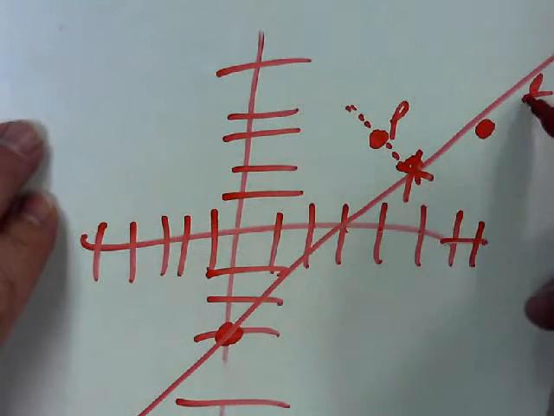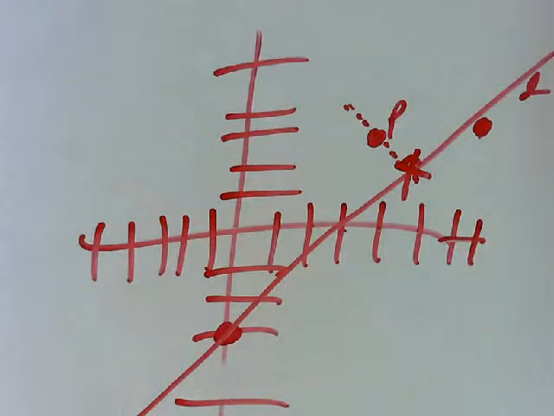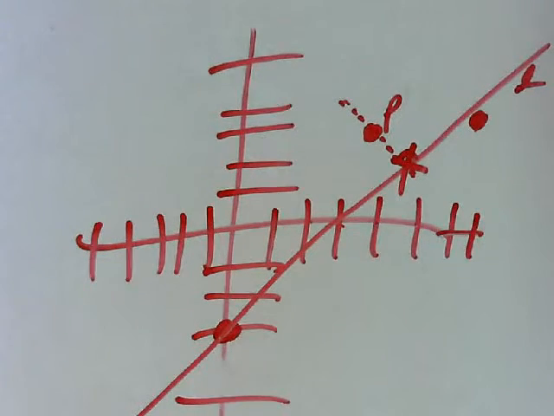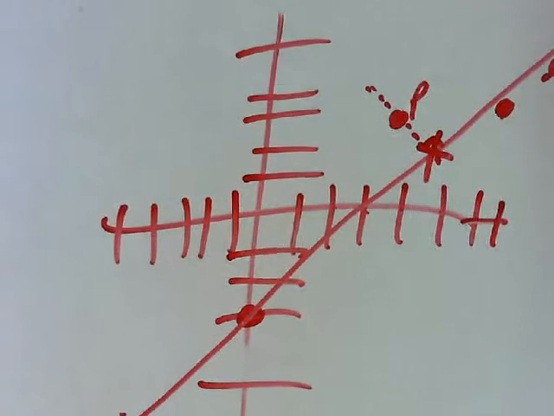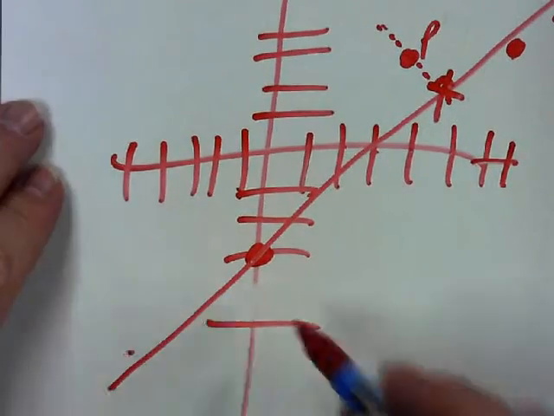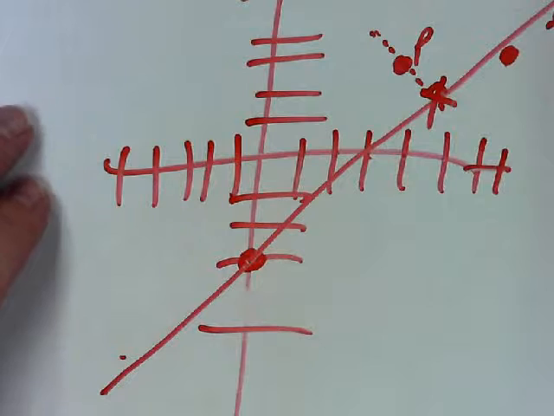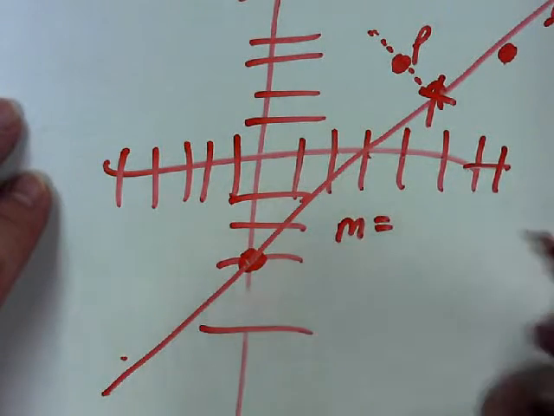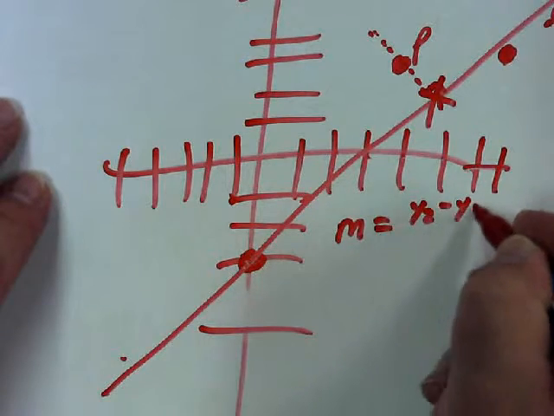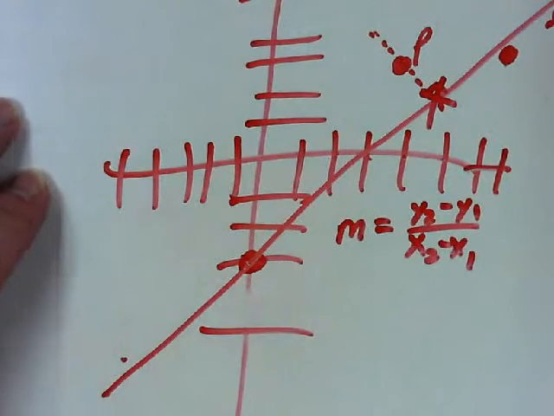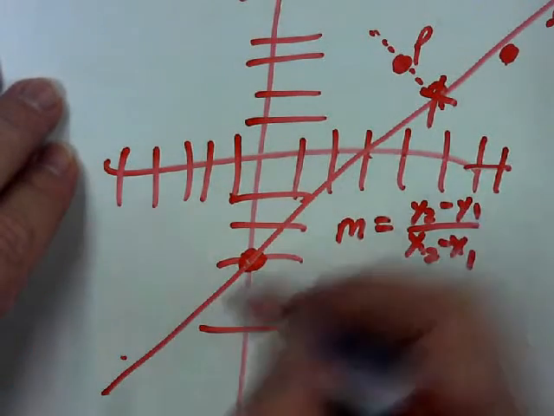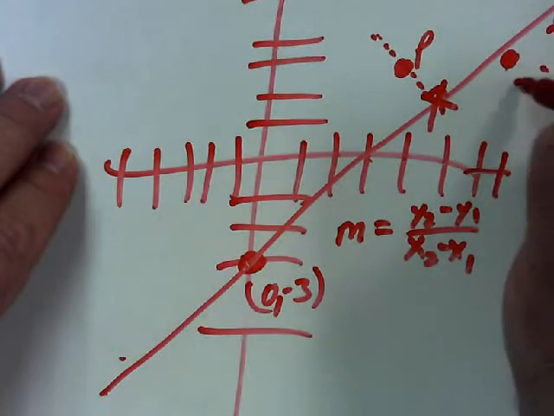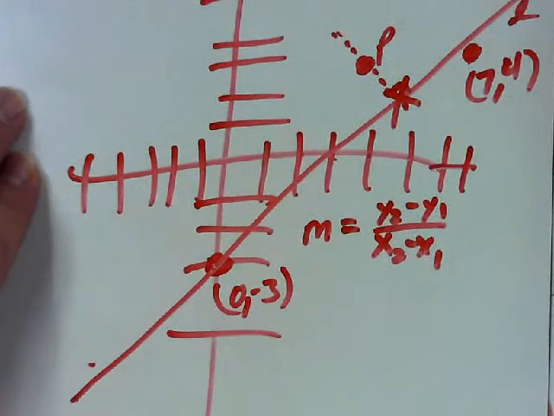Can I find the equation of this line given 2 points? What do I need to know in order to write an equation? I need to know the slope and the y-intercept. Can I find the slope from these 2 points? Slope would be equal to y2 minus y1 over x2 minus x1. Remember that little formula? So the points were (0, -3) and (7, 4). So can I find the slope?